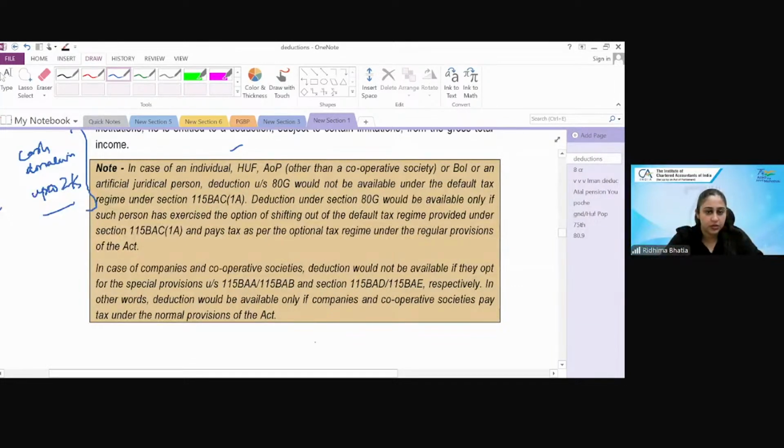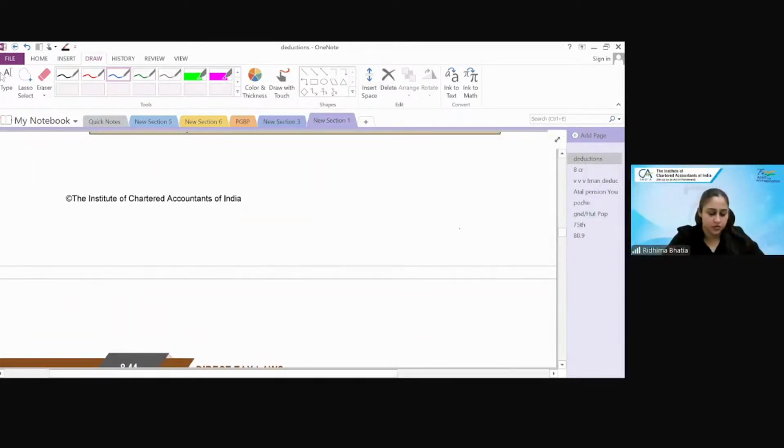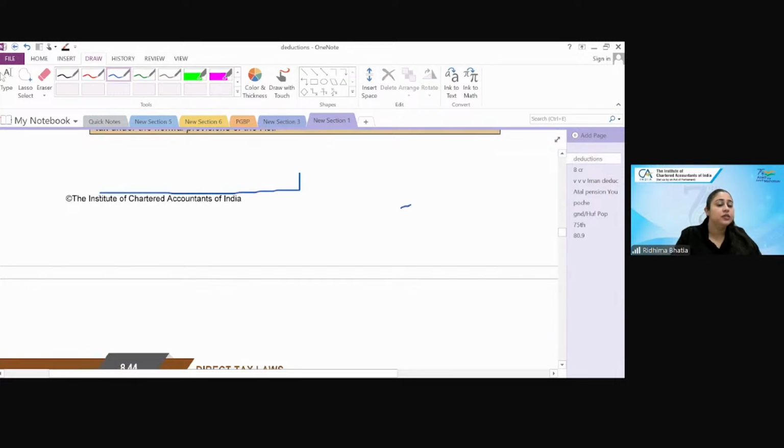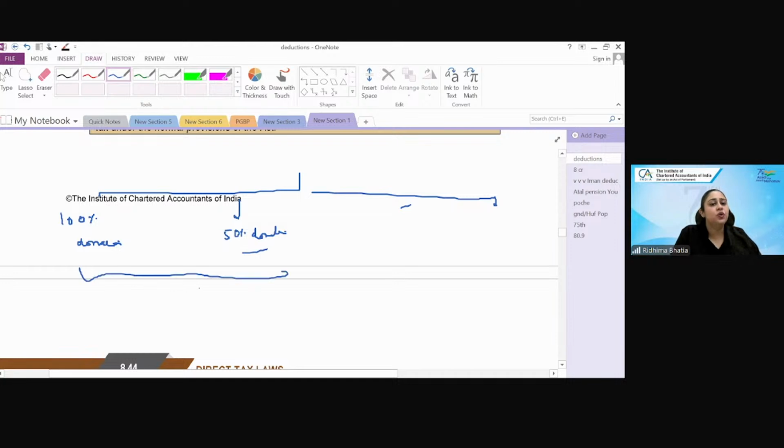Before we go on to the list, there are 4 categories in which you have to put your contributions, I mean, based on the donee. So one category is where 100% of the donation would be allowed as deduction. Another is where 50% of the donation would be allowed as a deduction. So suppose I'm giving a contribution of 1 lakh, only 50,000 would be allowed. So basically these are subject to no limit, no condition, I can say, better to say.